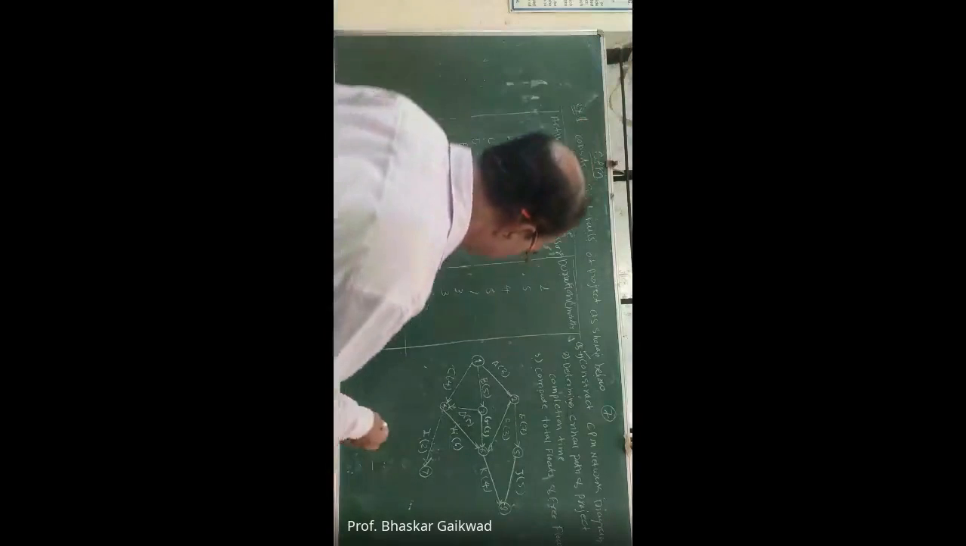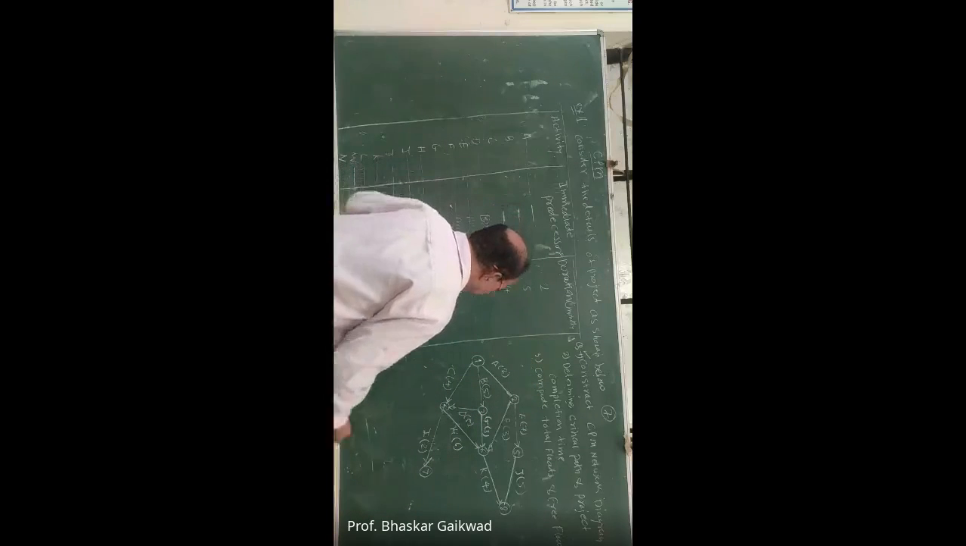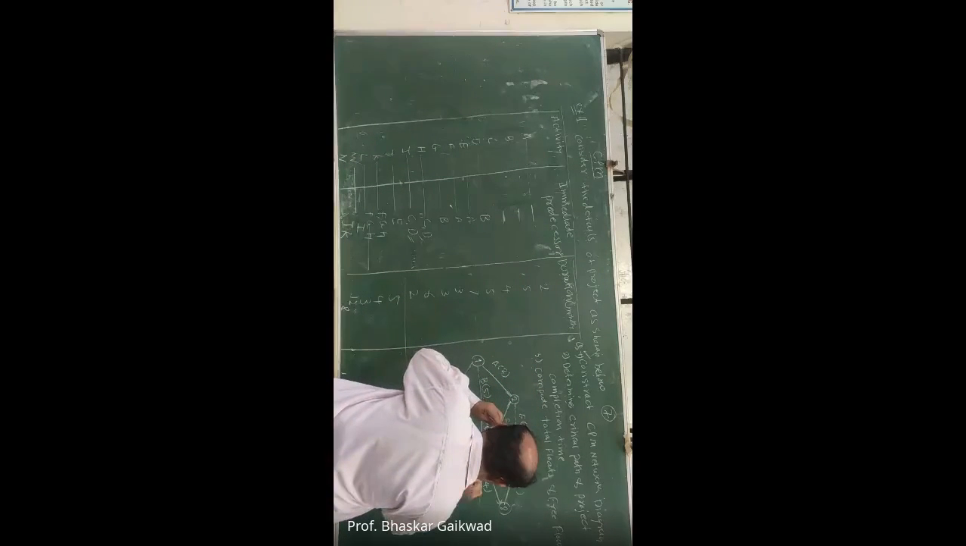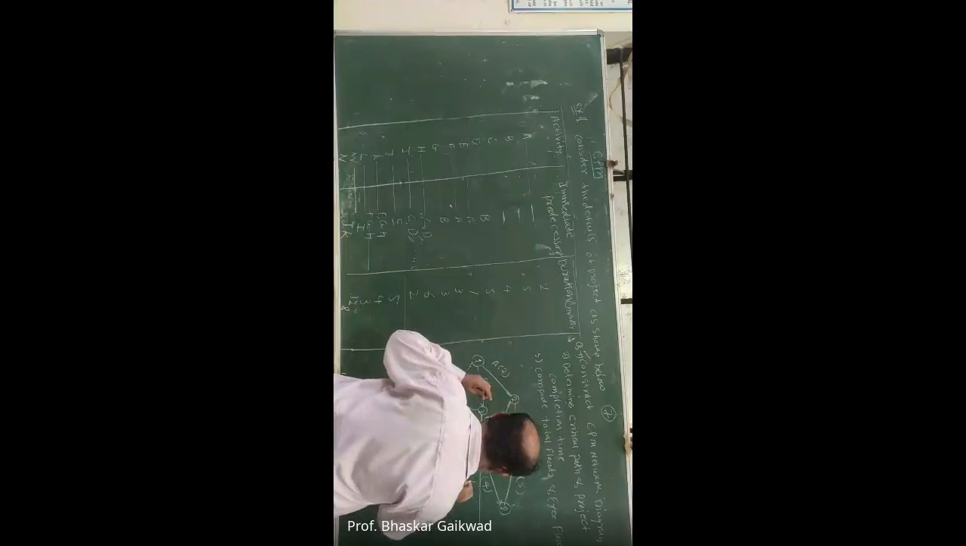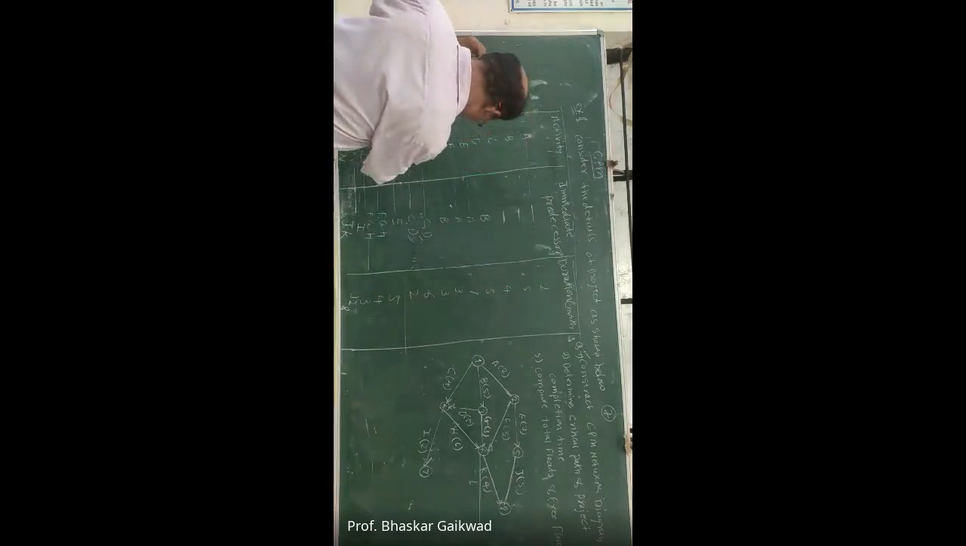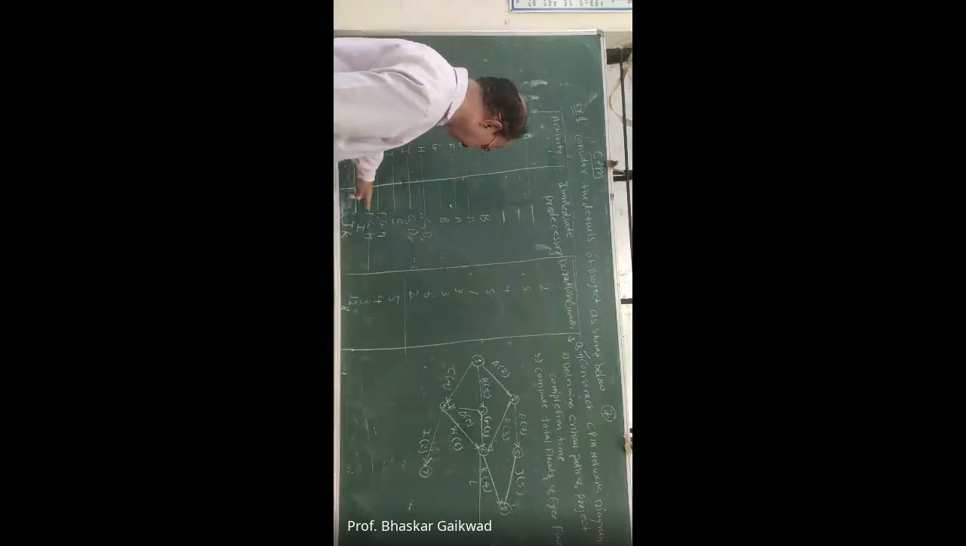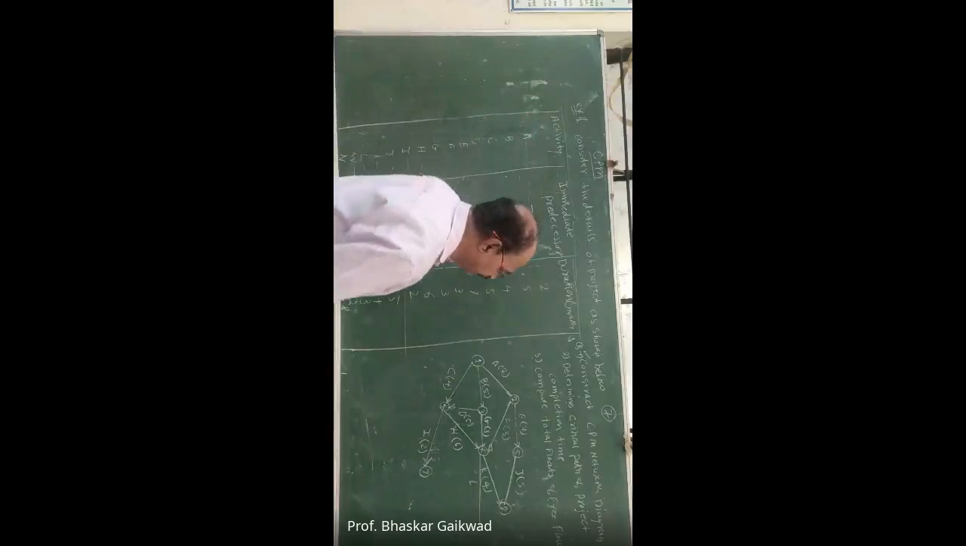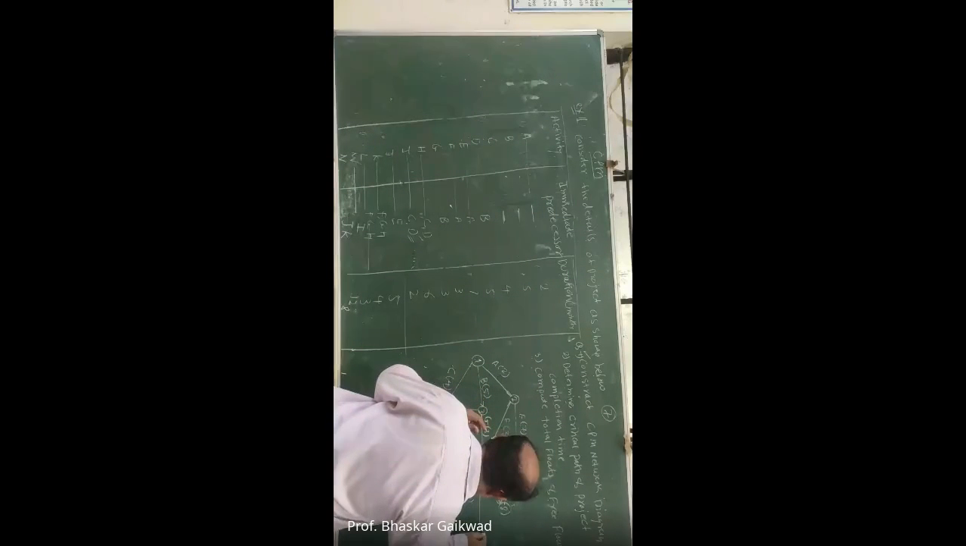After that, next, L. L will start from F, G, H, which is again here. So this is your L. What is the duration of L? That is 3. And node number 9.